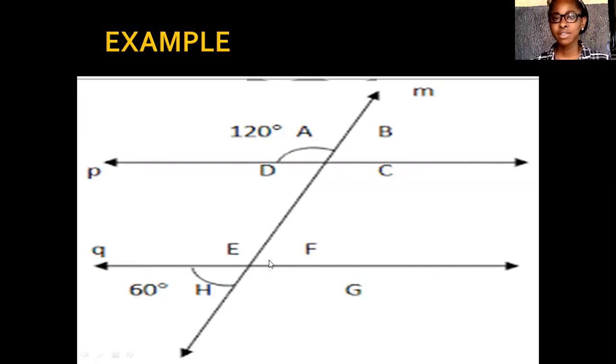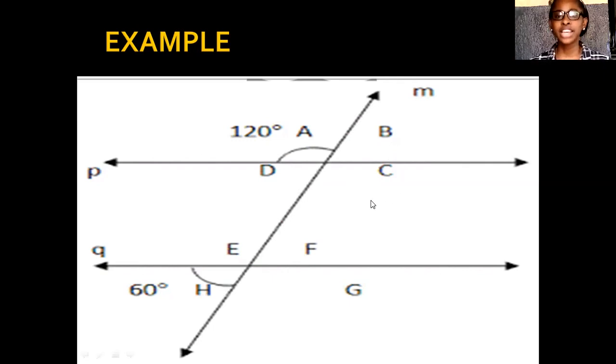Or you can look at B and look at H. We say alternate angles lie opposite each other on the parallel lines once the transversal line has crossed them. So B is an alternate angle to H, and the value of H is 60 degrees. Meaning B equals H, and H is equal to 60 degrees. So the value of B is 60 degrees. Reason: B is an alternate angle, and alternate angles are equal.